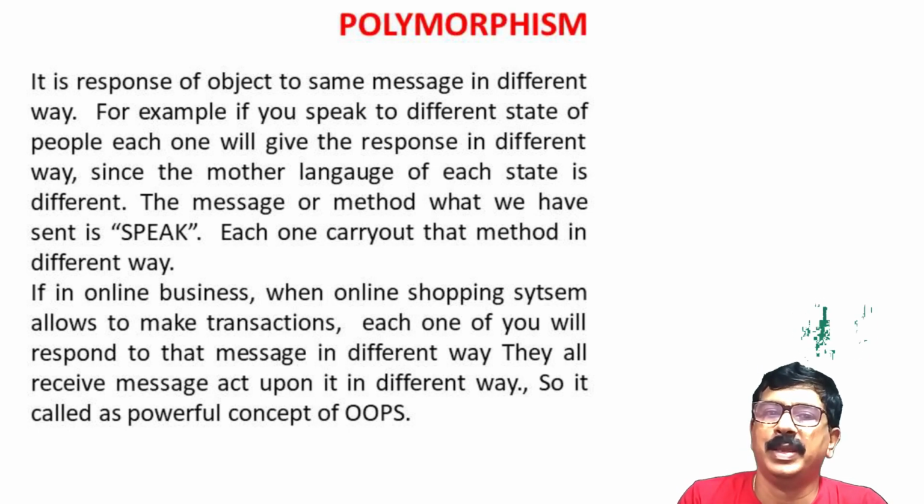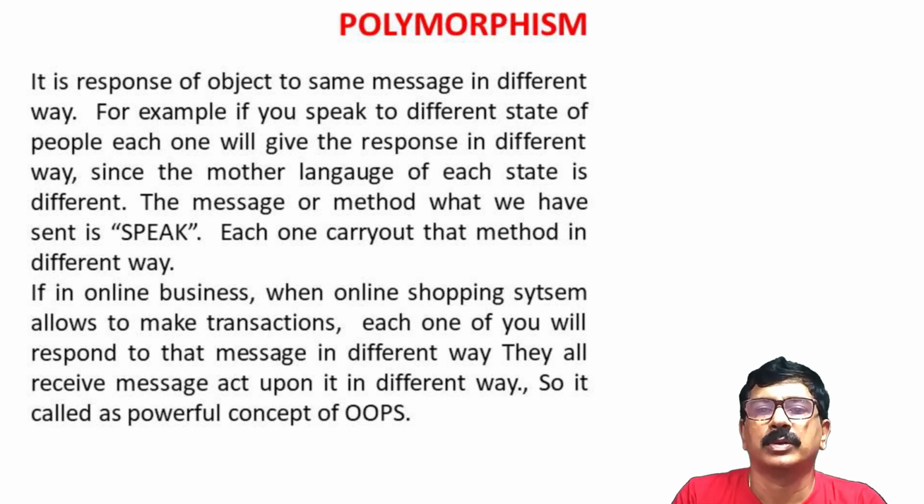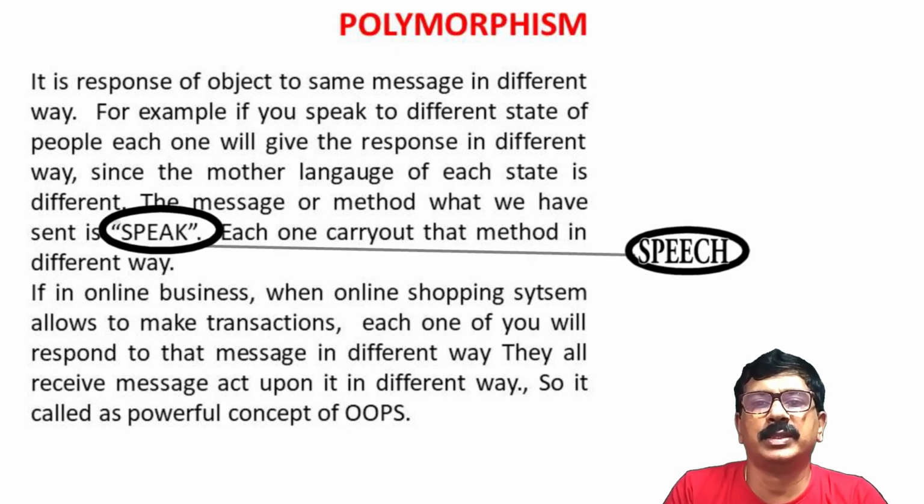Poly means many, morphism means forms, many number of forms. For example, if you speak to different state of people, each one will give the response in a different way, since the mother language of each state is different. The message or method that we have sent is speak. Each one carries out that method in a different way.